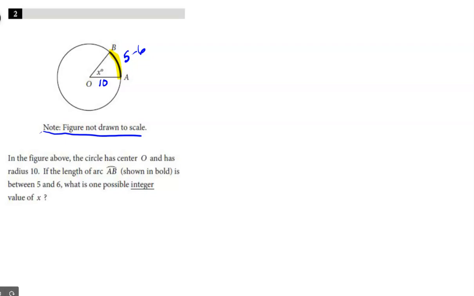Remember, an integer is a positive or negative whole number. Since this is the free response, there are no negatives on the SAT free response, so we're looking at a positive whole number. So how many degrees is X? First thing we need to look at is that the circumference of a circle is 2 pi r. This is on the front of the test. If you don't remember that formula, they give it to you in the very beginning.